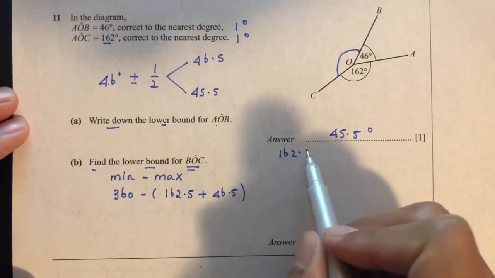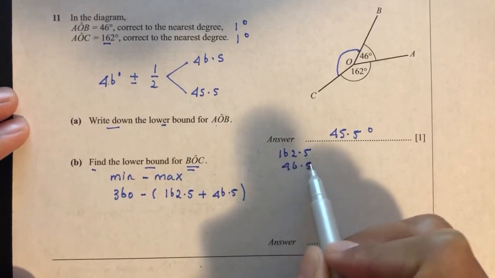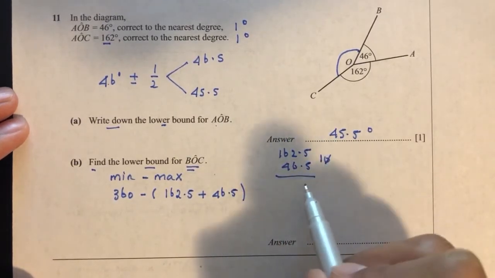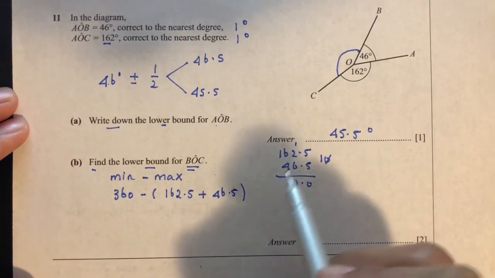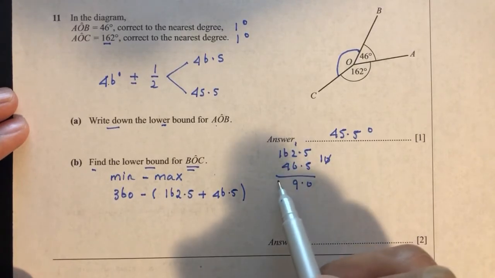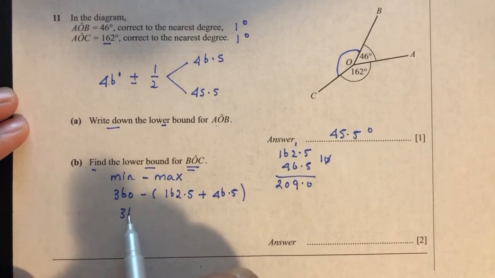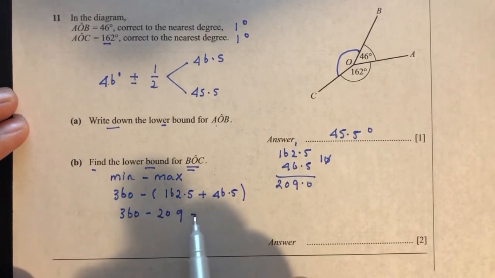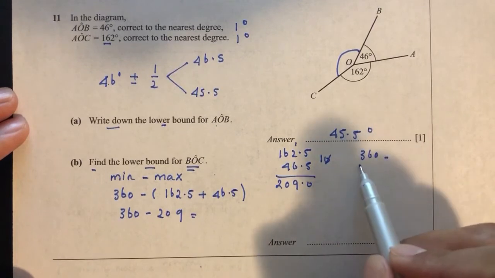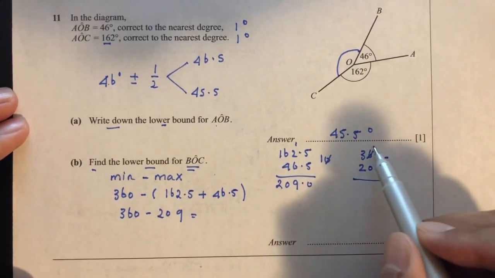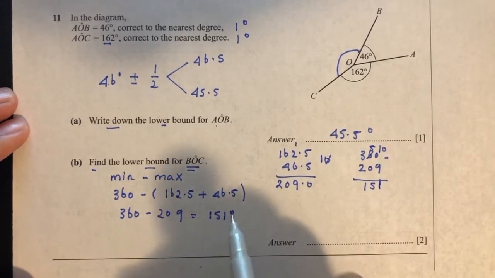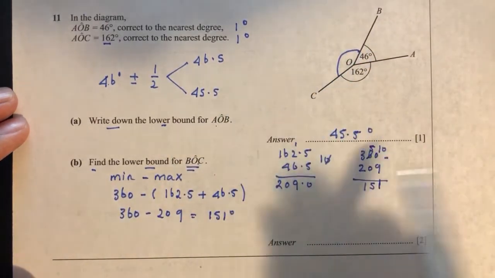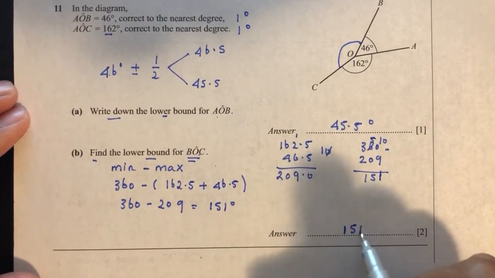So let's add them both together. 162.5 plus 46.5: 5 plus 5 is 10, goes here. We have 2 plus 1 is 3, plus 6 is 9, 6 plus 4 is 10, that becomes 209. So we have 360 minus 209, that will give you what? 151. So 151 will be the lower bound for angle BOC, 151 degrees. And that is question 11.